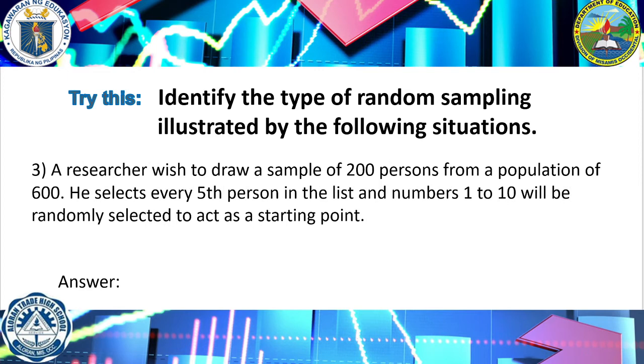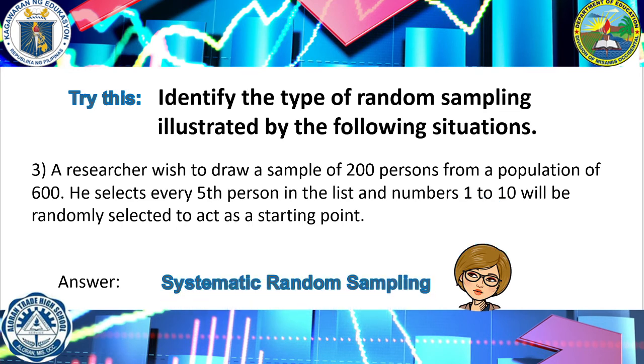Next, the third. A researcher wished to draw a sample of 200 persons from a population of 600. He selects every 5th person in the list and numbers 1 to 10 will be randomly selected to act as a starting point. What type of random sampling is illustrated in this situation? A systematic random sampling. Very good.